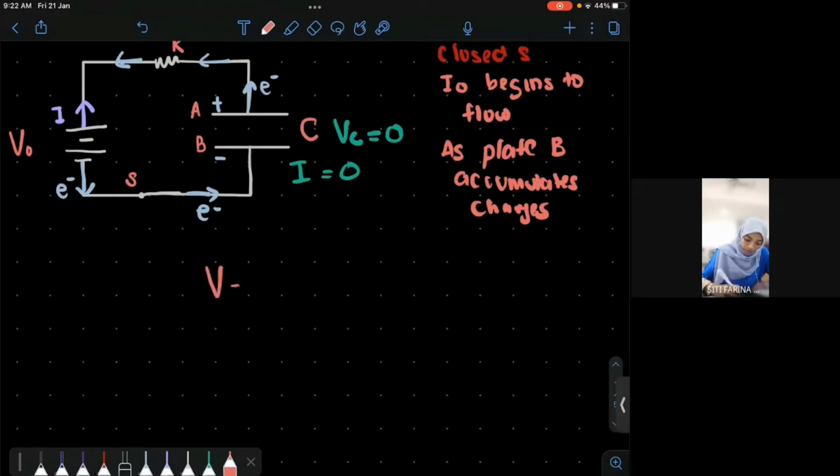So the potential difference here, we take higher potential minus lower potential. Right? For example, higher potential 1 volt minus negative 1 volt also. So you will get 2 volts here. Right? So your potential is going to slowly increase as you accumulate charges. So VC will slowly increase as you accumulate charges on the plate.